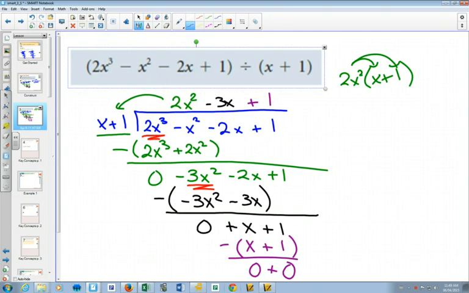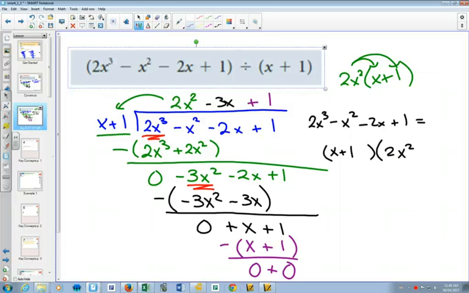What that means when it works out perfectly, and a little bit of foreshadowing of what we're going to be doing in this unit, is we just figured out from this dividing that 2x cubed minus x squared minus 2x plus 1 is equal to bracket x plus 1 times 2x squared minus 3x plus 1. What does that mean? What does that look like we're doing? It looks like we're factoring.